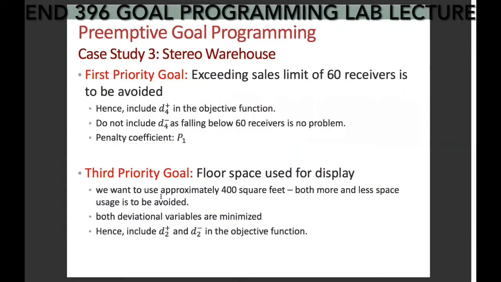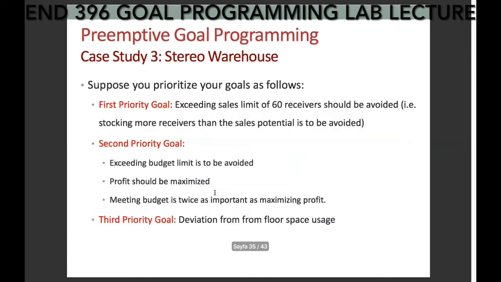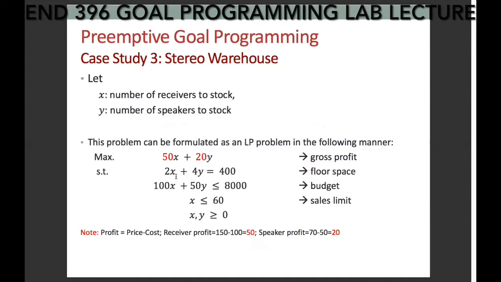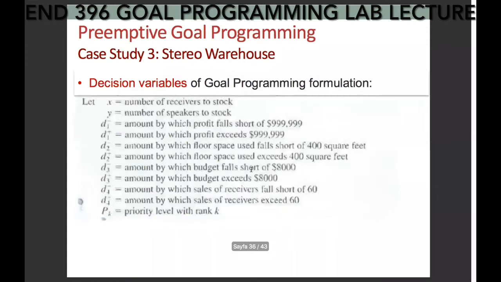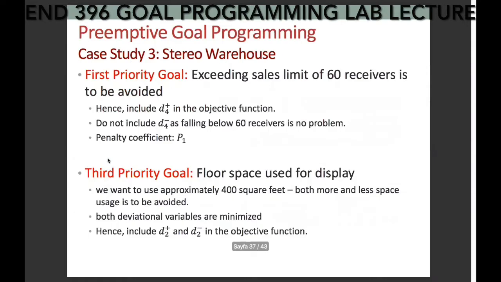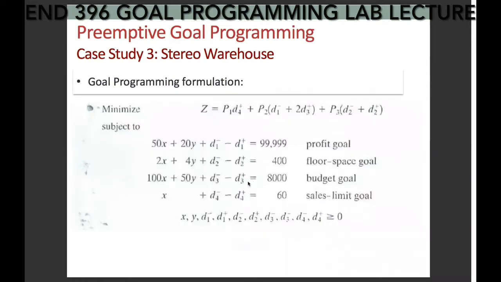Let's continue with the other straightforward goal, which is the third priority goal. It states that the deviation from floor space usage should be avoided. This corresponds to this goal, 2x plus 4y should be 400. So we should add the corresponding deviation variables. What are those? D2 minus and D2 plus, to this goal in order to obtain a constraint for the goal programming formulation. As you see, 2x plus 4y plus D2 minus minus D2 plus should be 400 in the goal programming formulation.